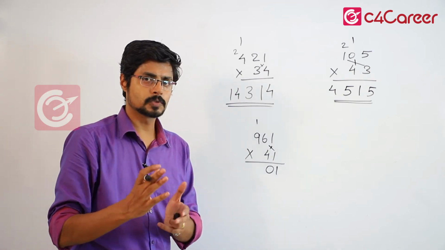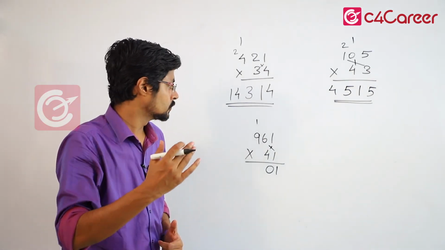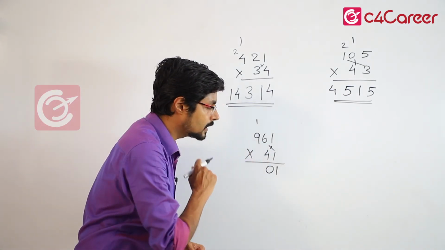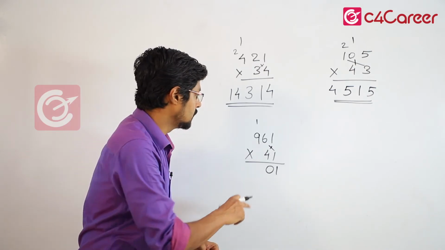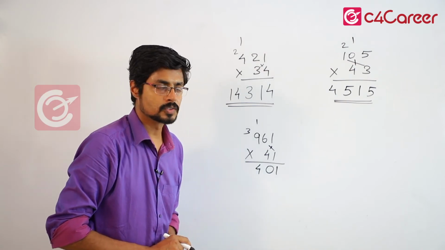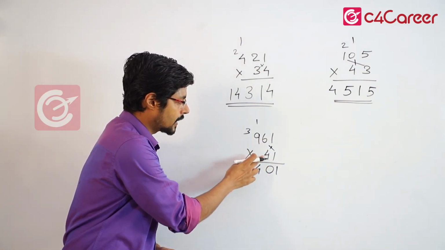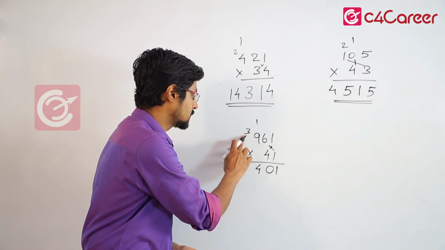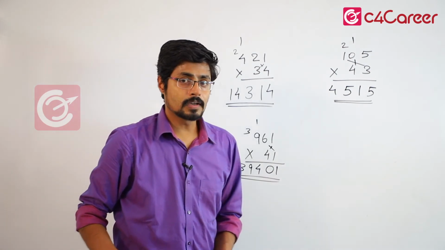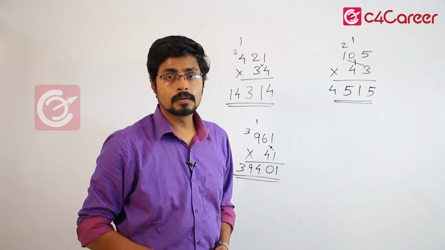9 into 1 is small. 9 into 1 is only 9, but 6 into 4 is 24, which is higher. So we should go for the higher pair first. 6 into 4 is 24. 24 plus 9 is equal to 33. Plus this 1 makes it 34. So we get 34, carry of 3. Last digit, you would already know, 9 into 4 is 36. 36 plus 3 is 39. 39401. So we have seen how simply we can multiply 3-digit and 2-digit numbers in a single step.